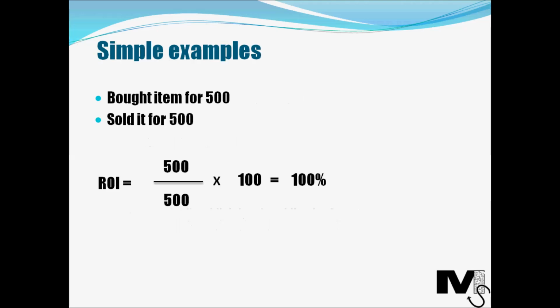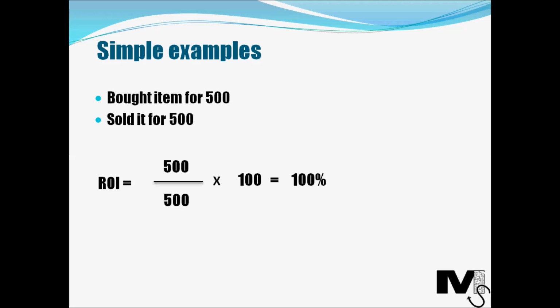Let's assume that you bought an item for $500, pounds, whatever, and let's say you sold it for the same value. So the ROI in this case would be 500 divided by 500 into 100, which is 100%. So you basically broke even, or you made an ROI of 100%, is what they would say.